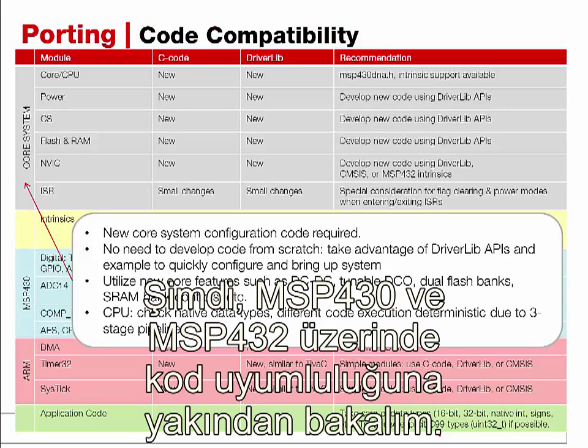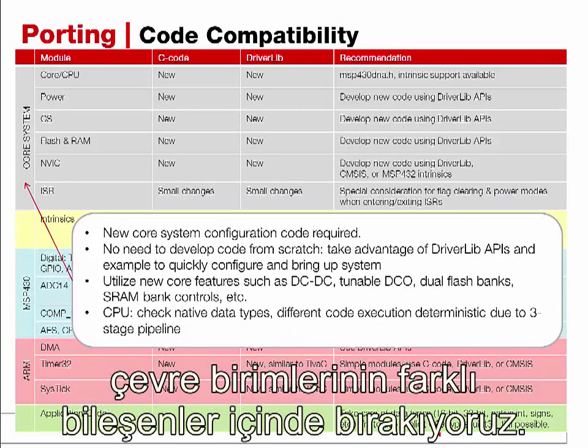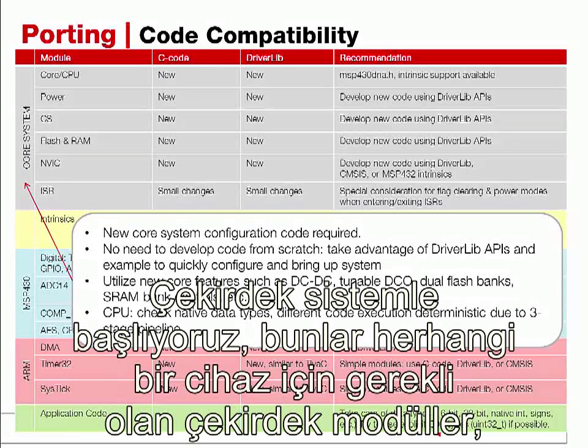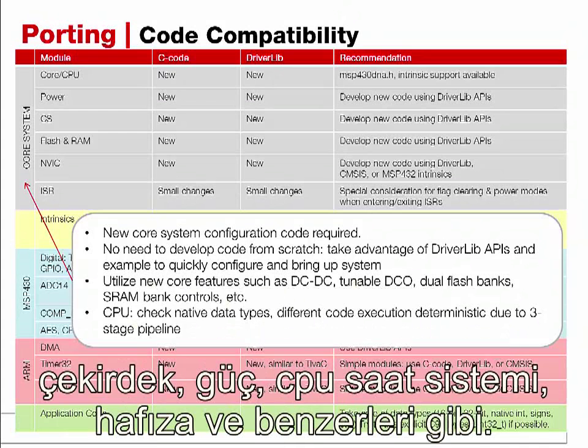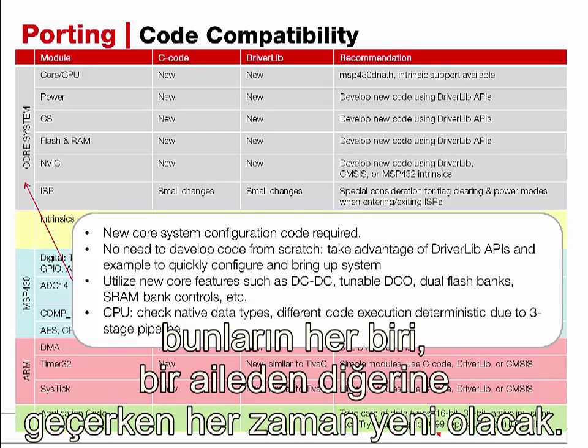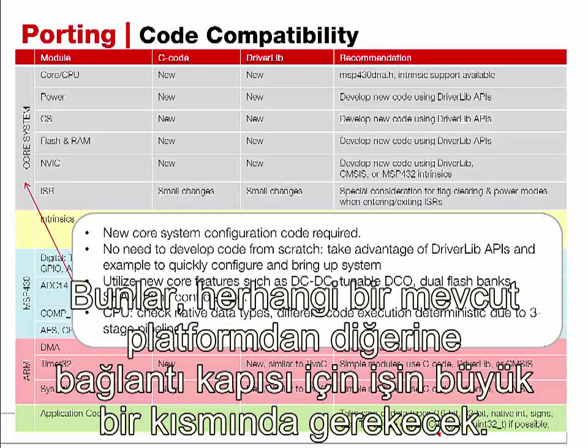Let's take a closer look at the code compatibility across MSP430 and MSP432. So we break it down into different components of the peripheral, starting with core system. These are the core modules that are necessary for any device, such as the core, the CPU, power, clock system, memory, and so on and so forth. These are the ones that will always be new when you move from one family to another. This will require the most amount of work to port from any existing platform to the next.